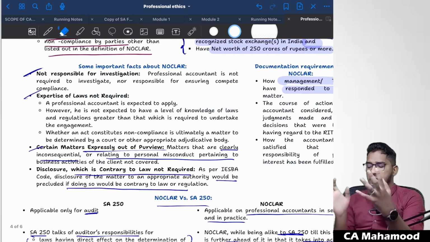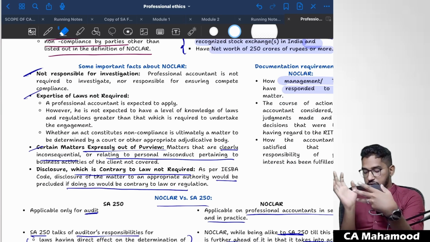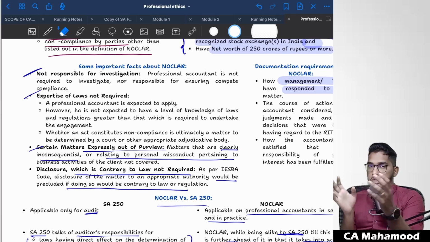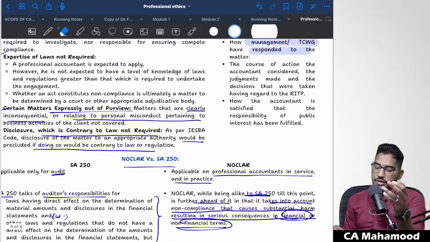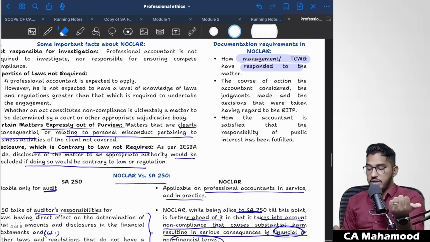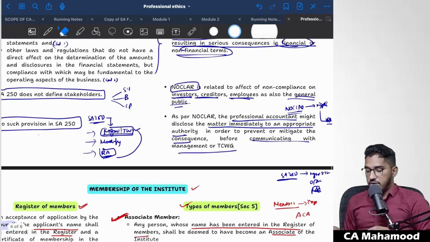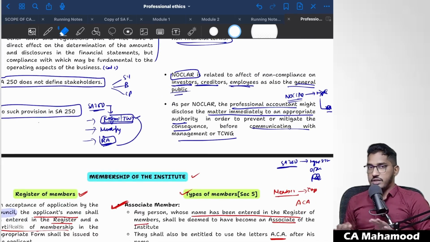Then some important facts we have seen: you're not expected to do investigation. You need not have perfect expertise regarding laws and regulations. Certain matters are out of your purview, like personal misconduct, and disclosure which is contrary to the laws and regulations is not required to be done. Then we have seen a few differences between NOCLAR versus SA 250. Then also we have seen the documentation requirements as per NOCLAR. Clear? So with this we are done with the Code of Ethics related content also.